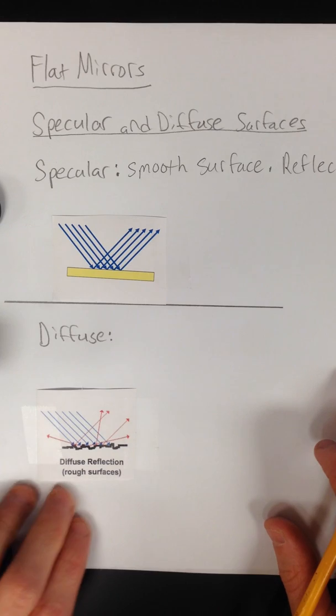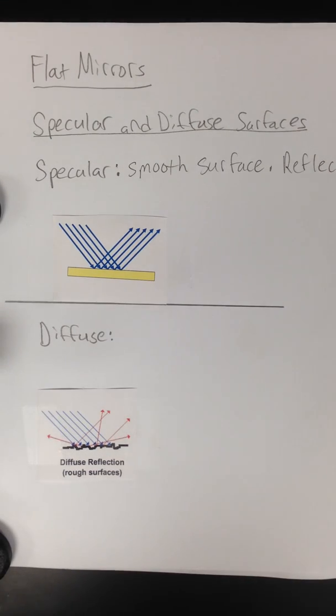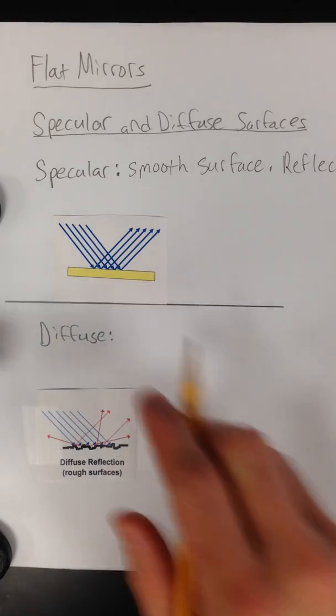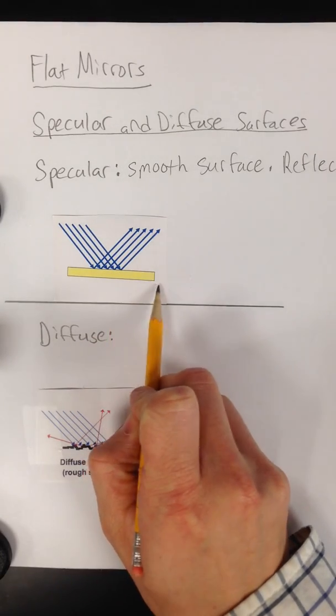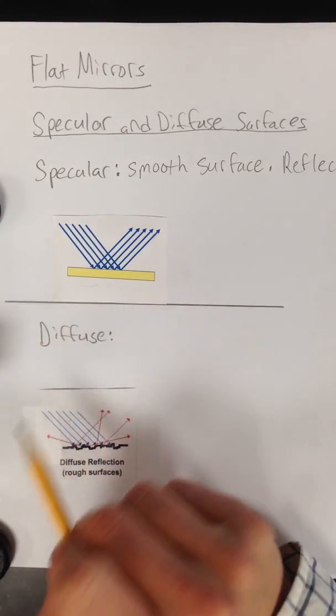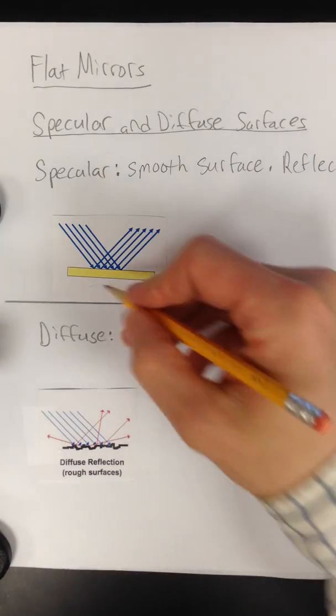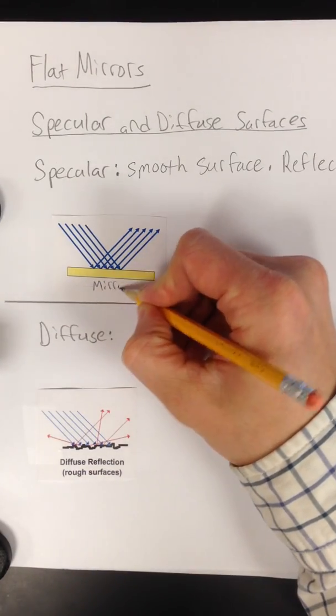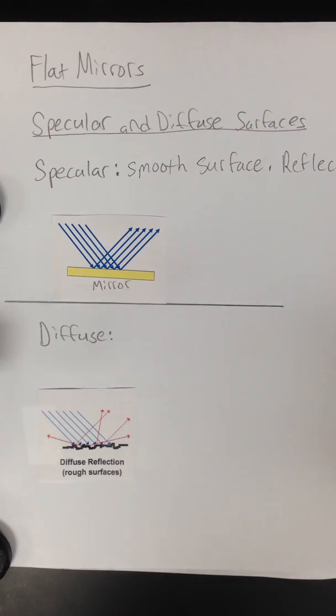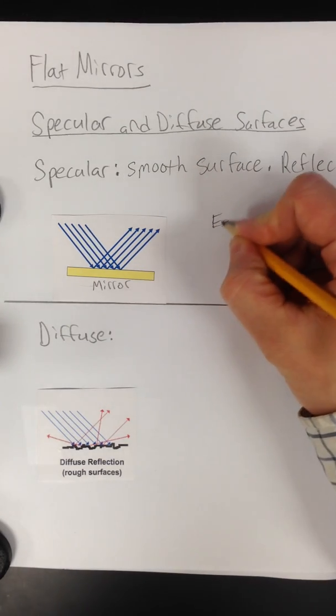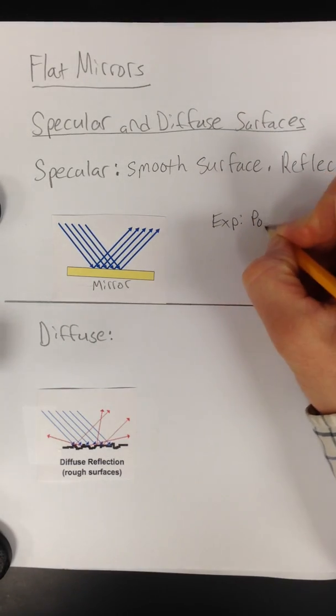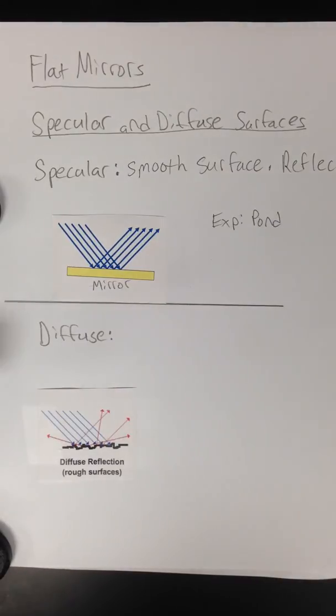Alright, so draw the diagram below. It shows how light reflects off a specular surface. As you can see, the important thing in the diagram is you have this flat surface that is smooth. So a mirror is an example of a specular surface. Another example would be a pond, like you just saw. Think of another example and add your own.